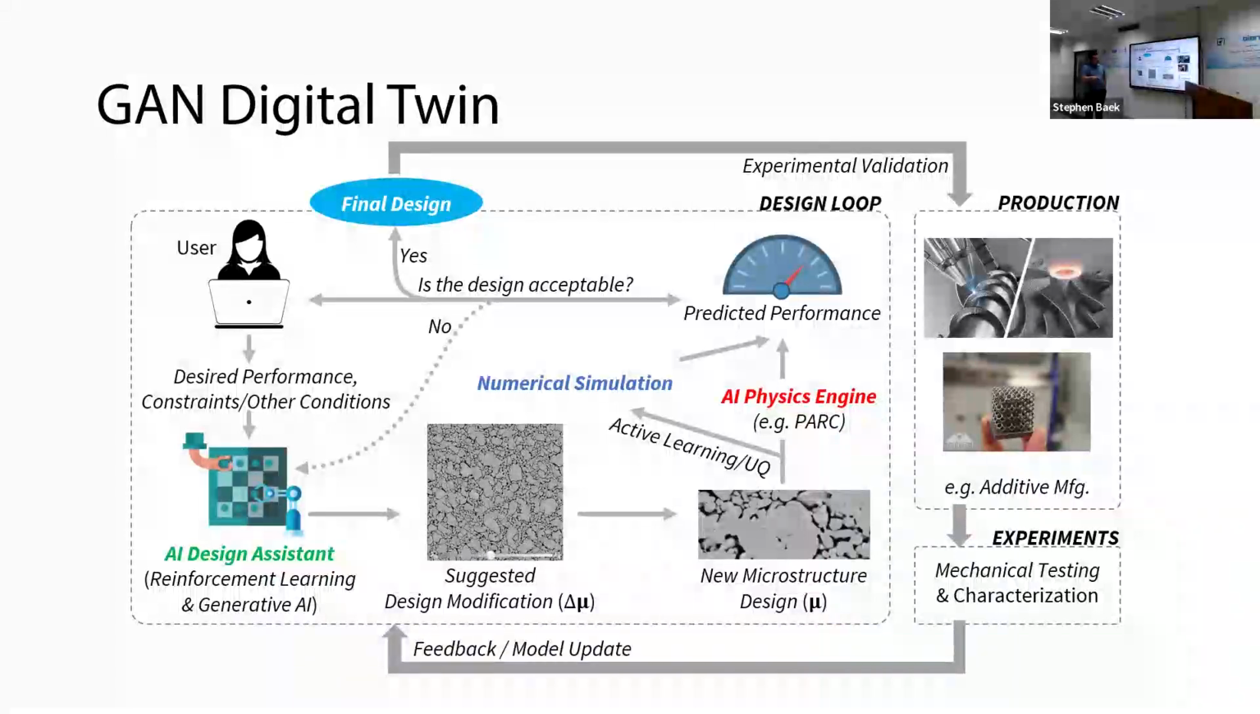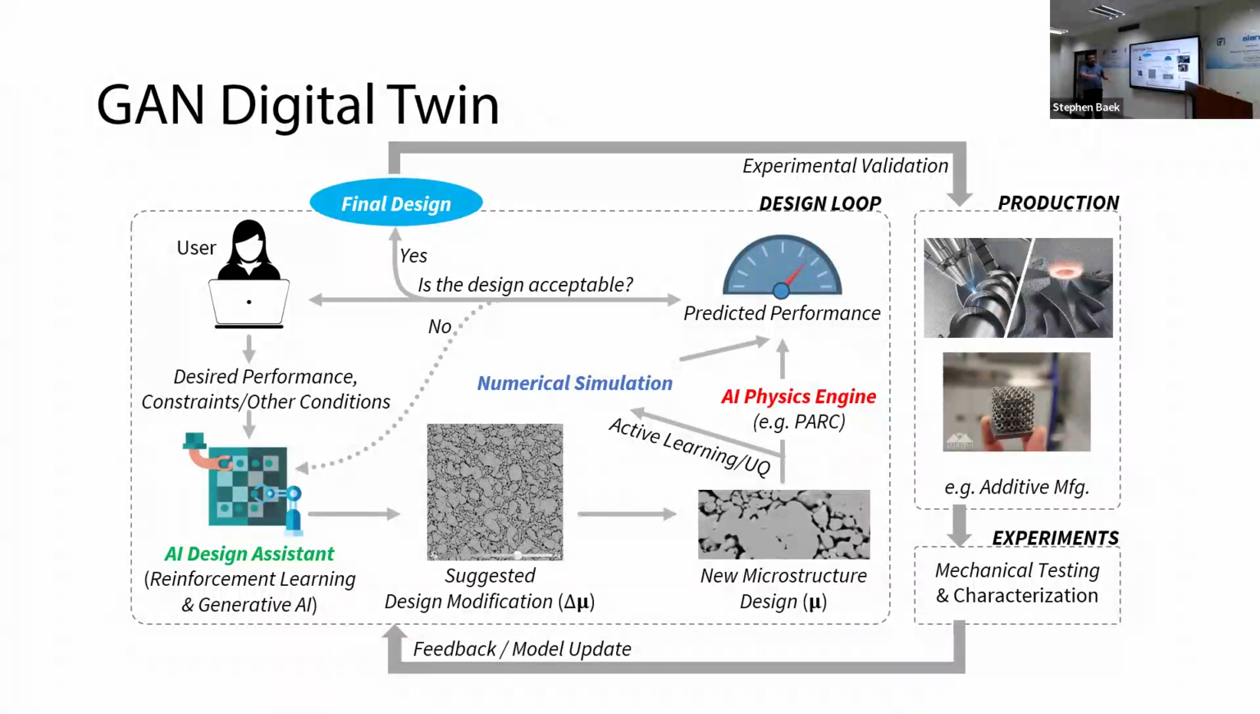Obviously the digitally designed microstructure and digitally predicted performance are not going to be exactly the same as the experimentally measured values. So that discrepancy goes back and is used to update the AI models, and then there goes another inner loop. In the inner loop, we again produce a design candidate digitally, and then the outer loop tries to optimize that through physical experiments and manufacturing.